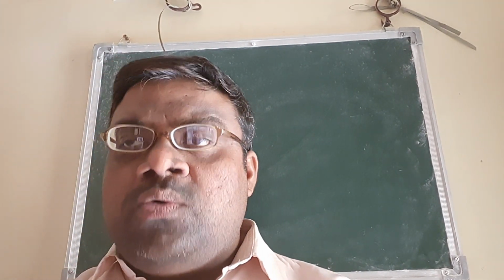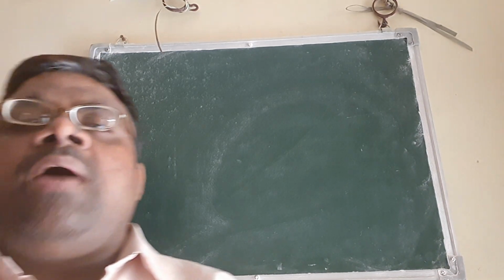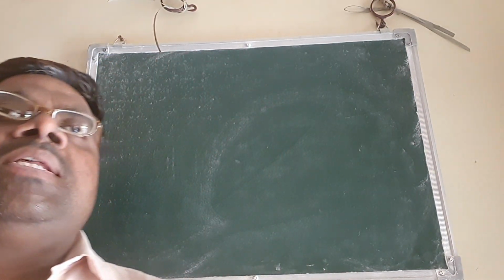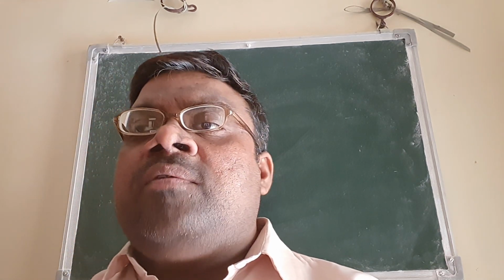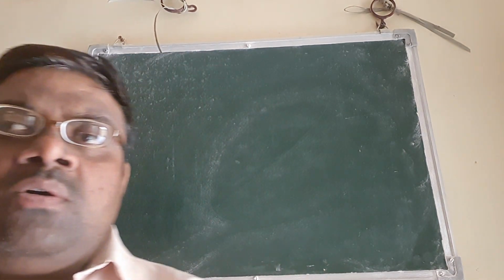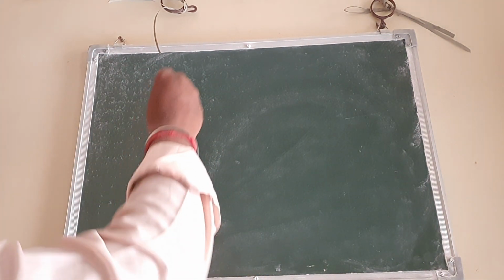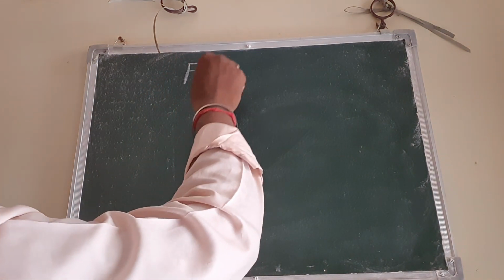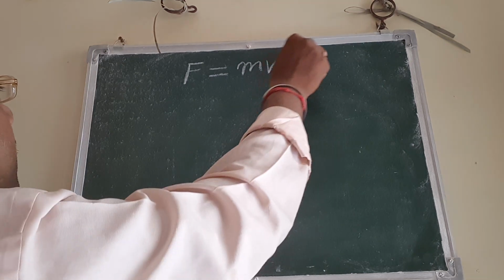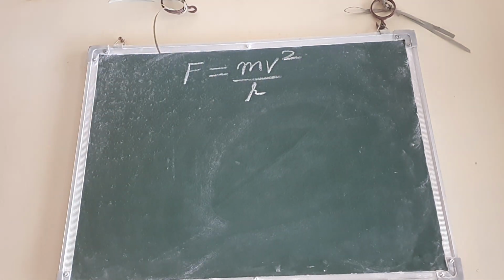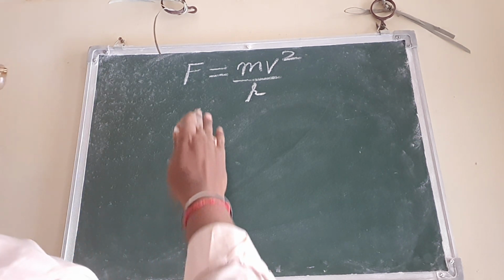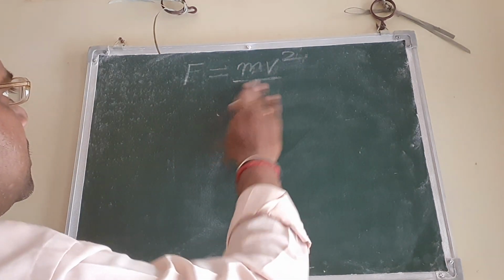Today we are going to do the questions of dimensional analysis of class 11 physics. So we are proceeding with the questions. Here is the question. F is equal to mv square by r. This is the formula of the centripetal force. We have to derive it with the help of dimensional analysis. So we are proceeding with the question.